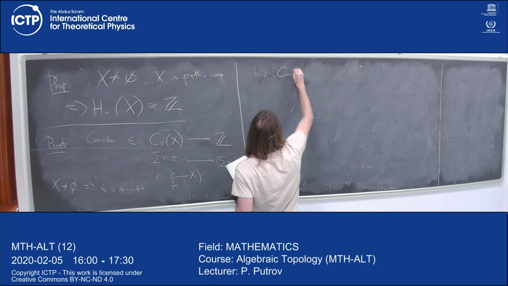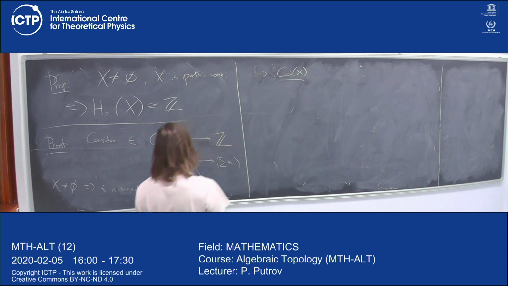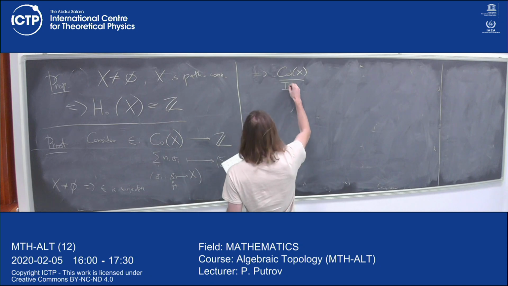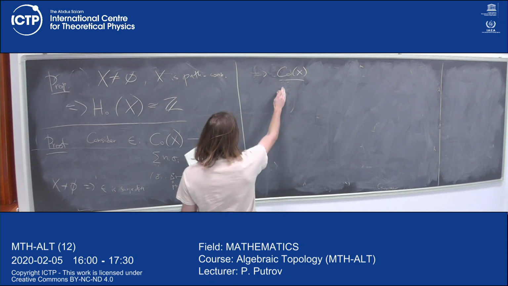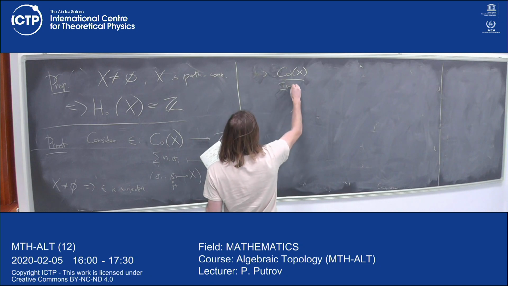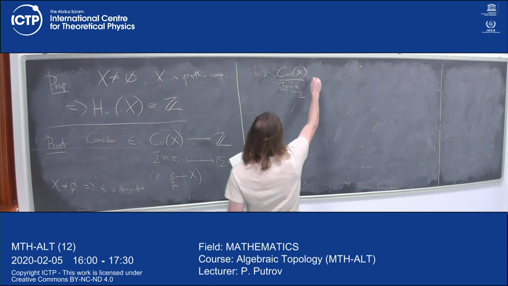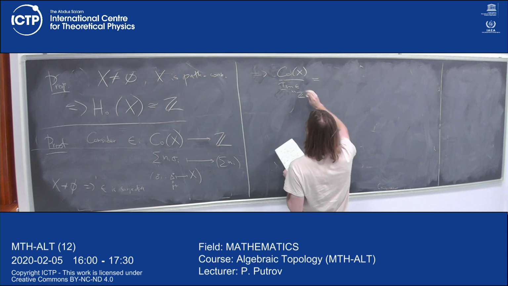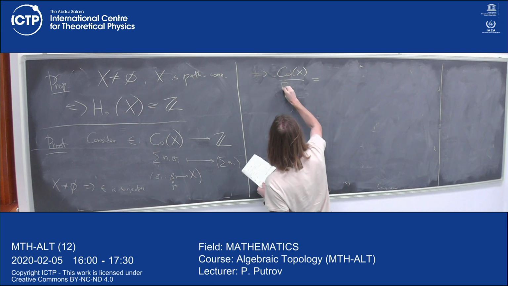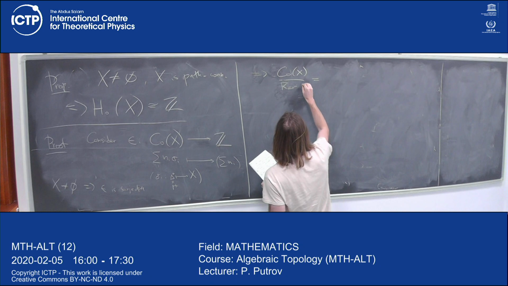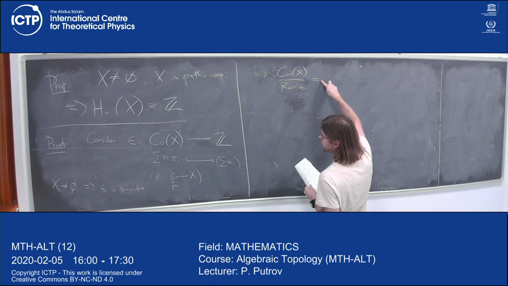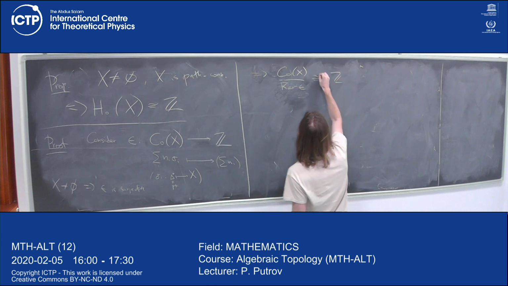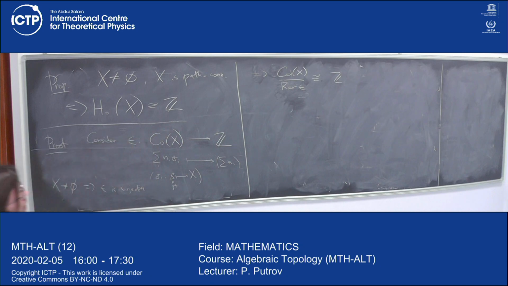This means that if I consider the quotient of this abelian group by the kernel of epsilon, this will be the image of epsilon, which we showed is Z.